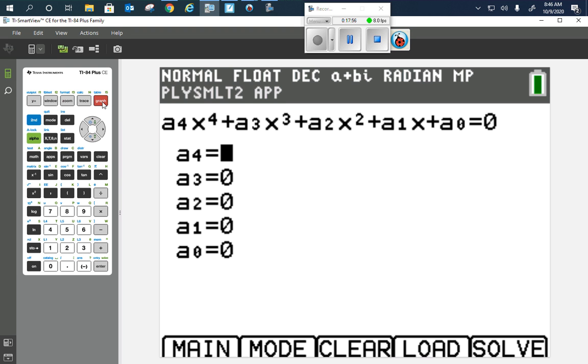What's the number in front of x to the 4th? 1. How about x cubed? There is none, so what's the number in front of x cubed? 0. Bingo. In front of x squared? Notice it's the negative and then 8. In front of x? 0. There are no x's, so 0 of them. And the constant? 16. You'll know if you've typed it in right if you hit solve.